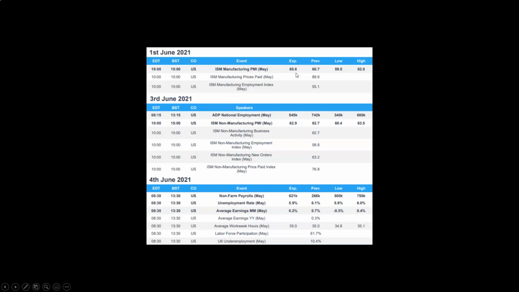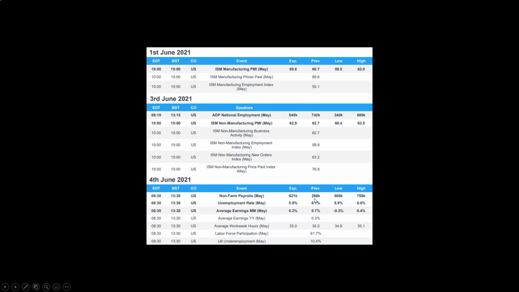Having said that though, all eyes will be on the NFP print, where consensus right now is looking for a print of just over 620,000, coming of course from the low number of 266. Now 266 in itself isn't a low number of course, but if your expectations going into the event is 1 million and you then print at 266, it was quite a low number for the April data.